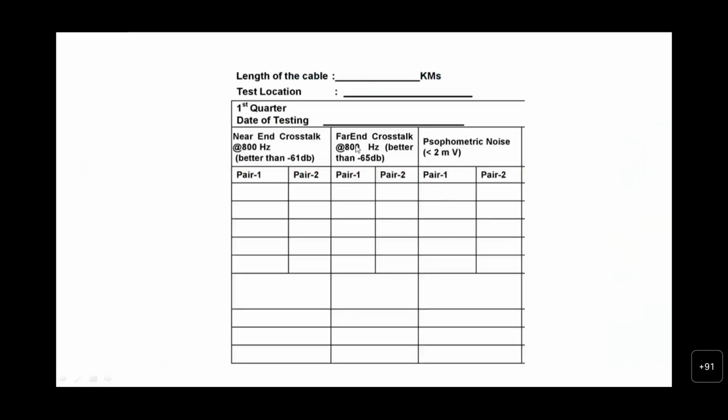For near end and far end crosstalk at 800 hertz, the typical value should be minus 60 dB for near end crosstalk, and for far end crosstalk it is minus 65 dB.